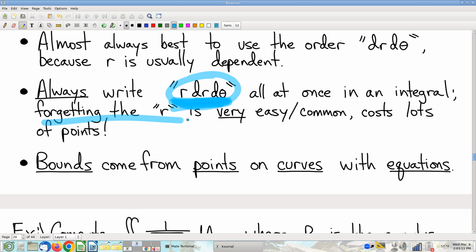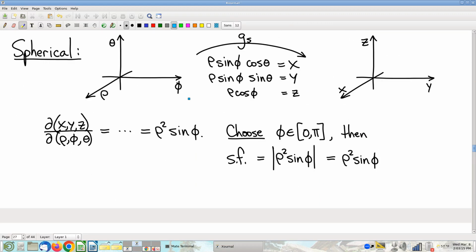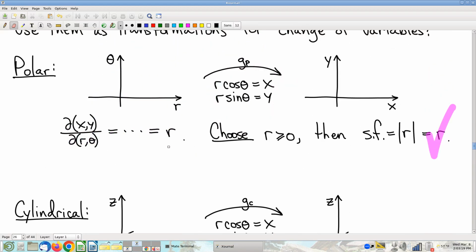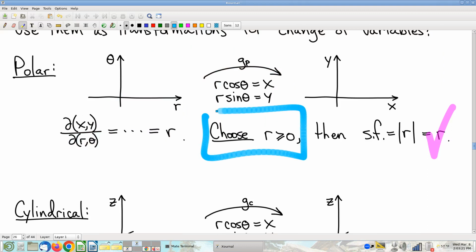Yes, sir. Is the stretching factor always r? Well, yeah, that's what we proved last time with this calculation here. And again, with the small price that we have to always choose non-negative values of r, the stretching factor is always, gotta love it, always r.